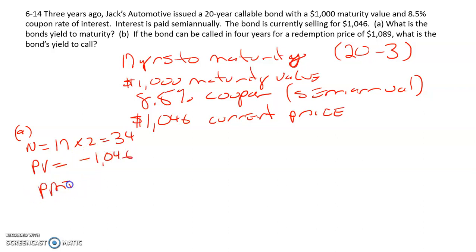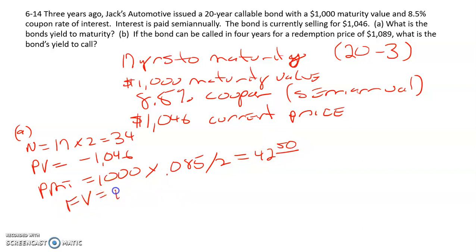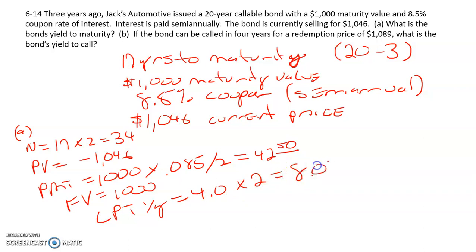The payment is 1,000 times the 8.5% coupon, 0.085, divided by 2, which is 42.50. Future value is 1,000, and we compute I/Y and get 4%. That's a semi-annual rate. Multiply by 2, and we get 8%. So that's the yield to maturity.